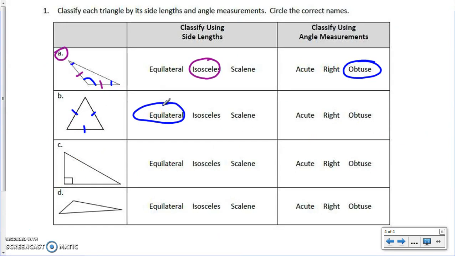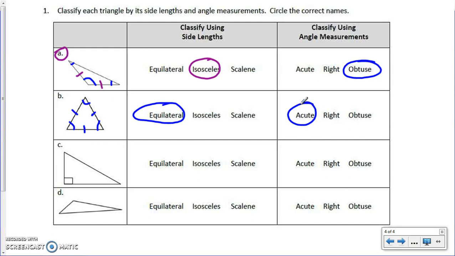Now, I need to classify using angle measurements. If I look at the angles, I have 1, well, that is acute. I can tell by looking at it, or I could put my protractor on it. This angle down here is acute. You can look at that. And this angle right here is acute, so I have 3 acute angles. So when I have all 3 angles that are acute, it's an acute triangle.